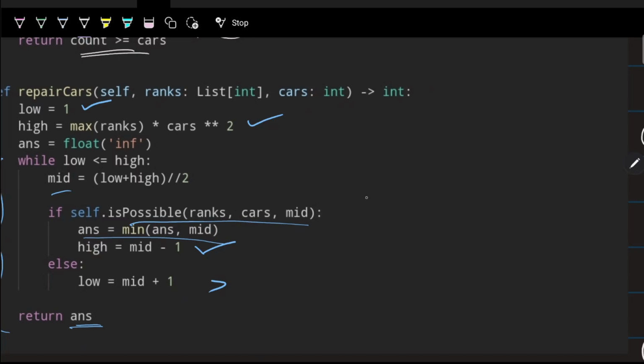What is the time complexity? Time complexity will be n log n, correct? Makes sense. So space complexity would be big O of 1 only here, and time complexity will be big O of n log n.